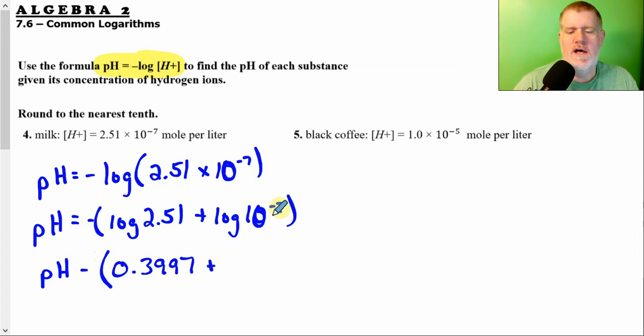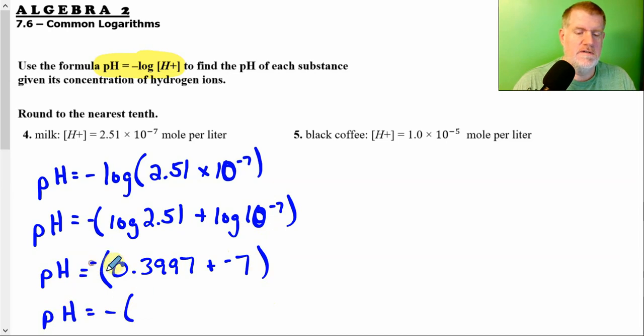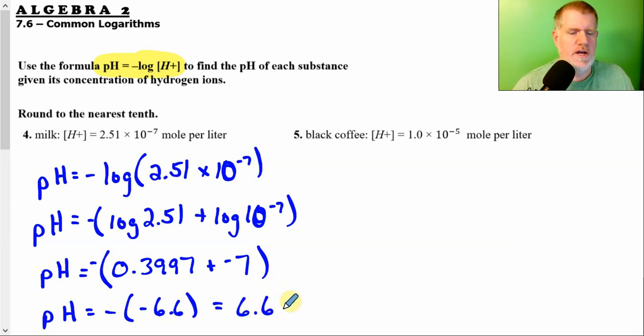Now here's the fun part. I technically don't have to calculate this in the calculator. I mean, I can. I could put log of 10 to the negative 7. Remember, the log is a base 10. So it's just negative 7. Log, base 10 of 10 are inverses. They kind of cancel each other out. It's just negative 7. So if I add these two together, I get negative 6.6, because we're just rounding it to the nearest tenth. And it's 6.6. So milk is almost right in the middle there.